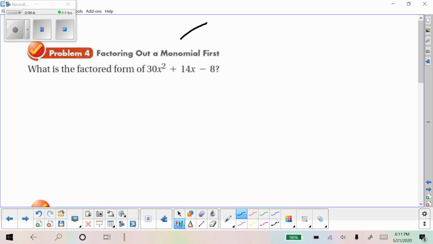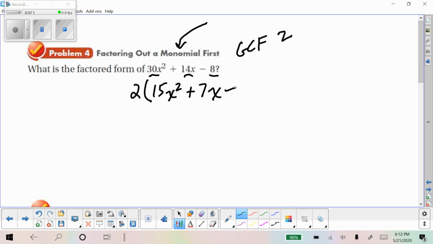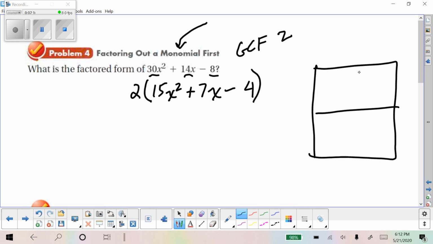Sometimes you might be able to factor out a monomial first. In other words, all of these have a common factor. So you want to think about what is the greatest common factor of everything and make sure you get rid of that first. The greatest common factor looks to be 2. So I'm going to factor out that 2, and that gives me 15x squared plus 7x minus 4. Now I'm going to use my box to factor the rest of it.